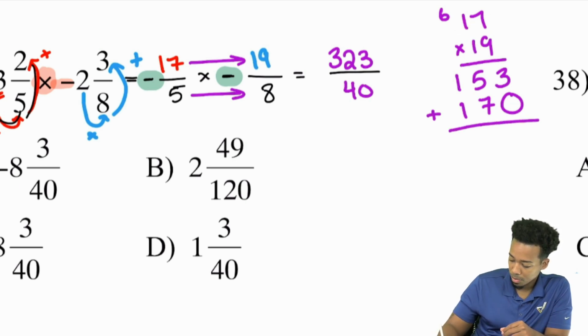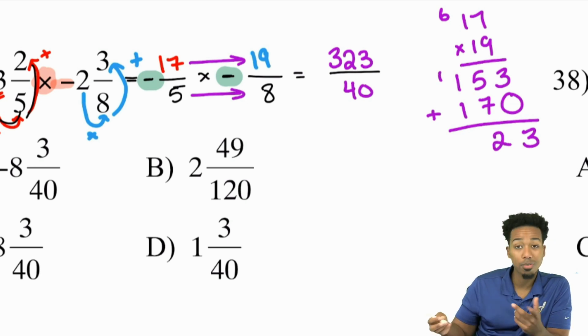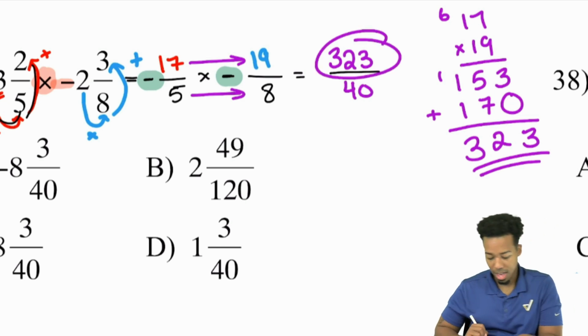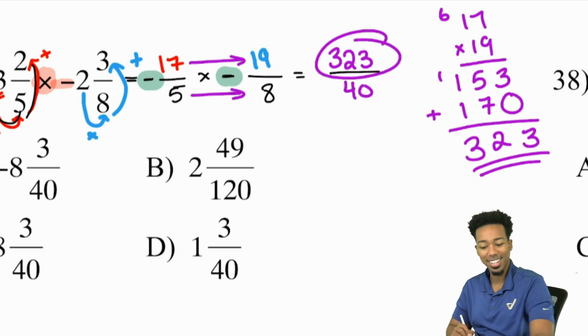Add these up. 3. 5 plus 7 is 12. Then 1 plus 1 plus 1 is 3. Look at that. Look at that. Nice and easy, right?